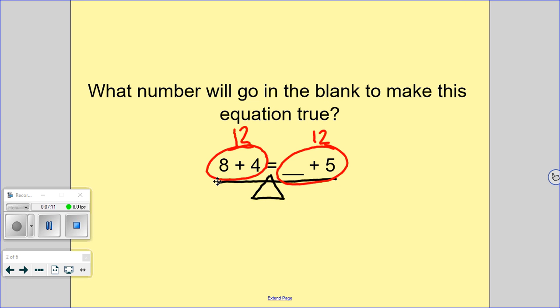Let's just for fun try 2. Did 2 make it balanced? No. Just for fun, let's try 10. Is it balanced? Too much. No, it's not balanced. What is going to go on my blank to make my equation true, to make it balanced? Mason? 5 and 7. All right, so I have 5. Let's put it on 7 and see what happens.